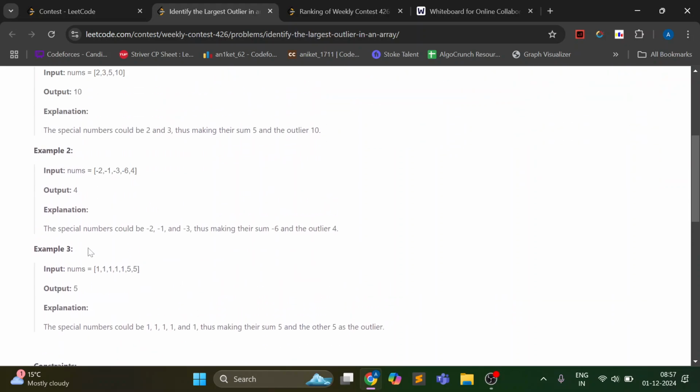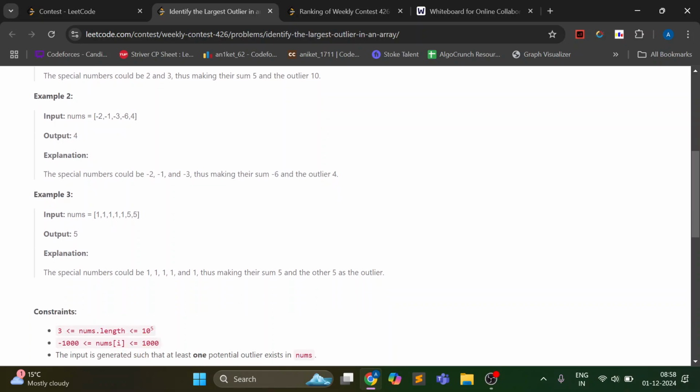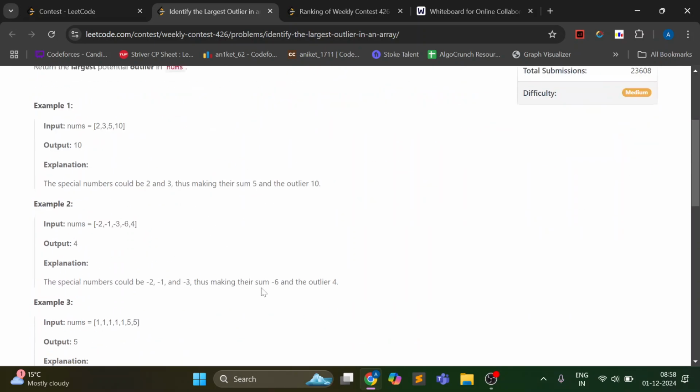In this case, also the special numbers could be minus 2, minus 1, minus 3, thus making sum minus 6 and the outlier 4. Similarly, here 5 ones could be special numbers and making sum equal to 5, and the other 5 remaining 5 could be outlier. So there can be multiple outliers, potential outliers. We have to find the largest one.